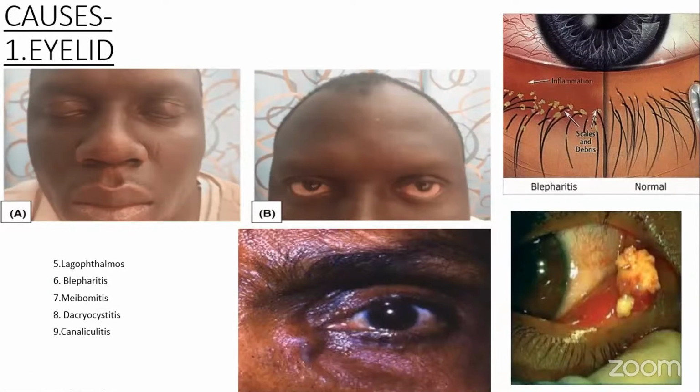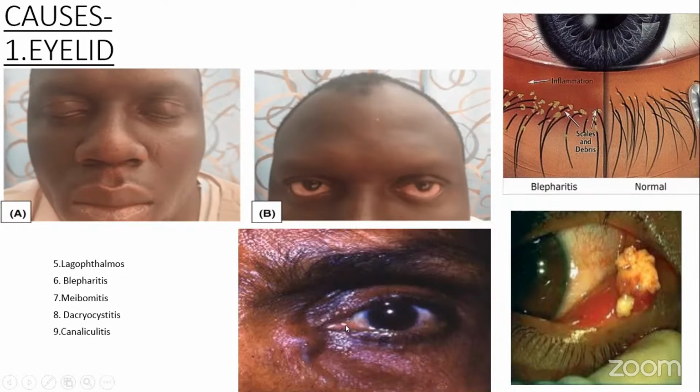And then when you have an actual inflammation at the eyelid margin, as illustrated here, where there's a lot of scales and debris on the eyelid where the lashes are, such that the flow of tears over the eye surface is not good enough, the eyes will become red. And that one, we call it a blepharitis or a meibomitis. It can make the eyes red.